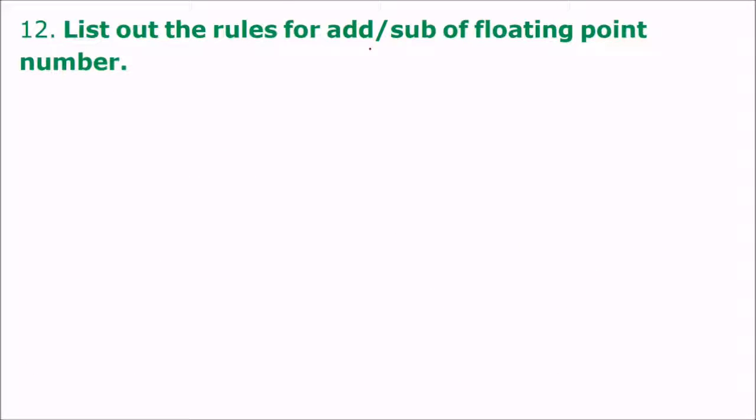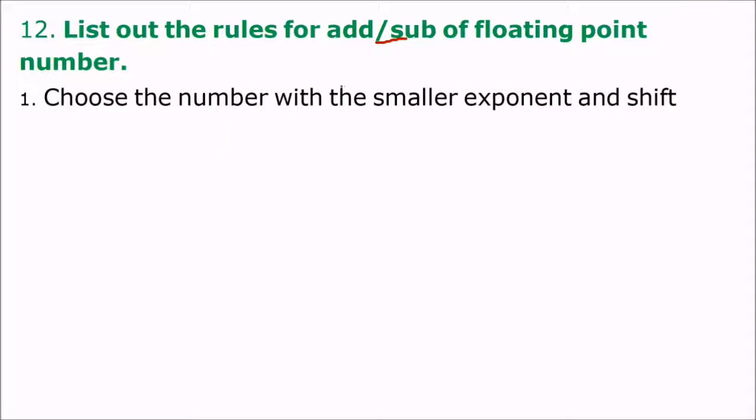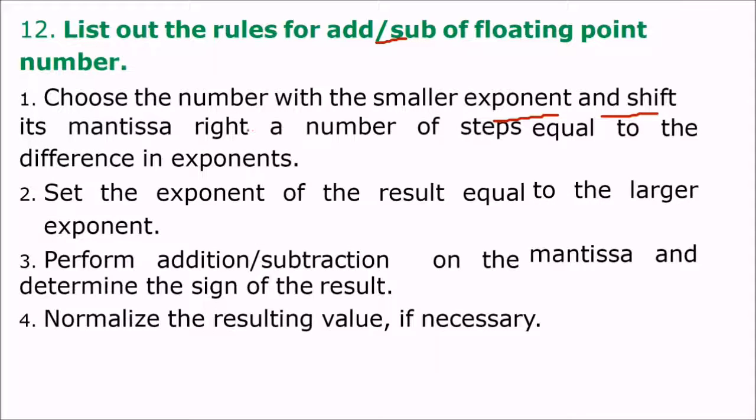List out the rules for addition and subtraction of floating point numbers. First, we choose the number with the smaller exponent and shift its mantissa right a number of steps equal to the difference in the exponents. Then we set the exponent of the result equal to the larger exponent. Then we perform the addition or subtraction on the mantissas and determine the sign of the result. And then we may normalize the resulting value if necessary.